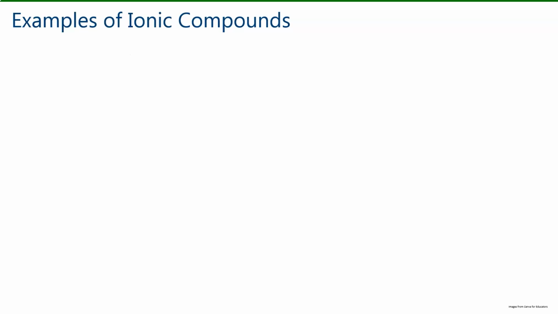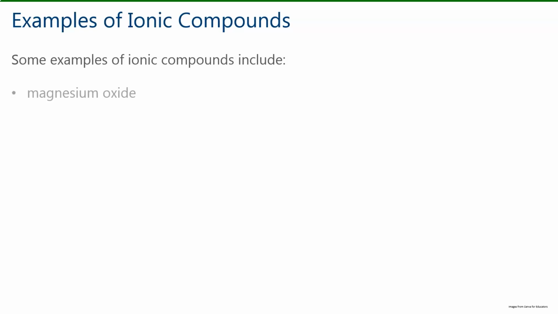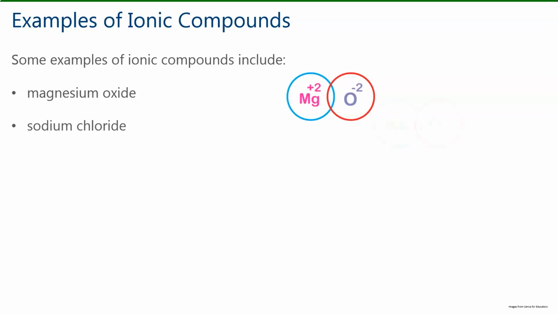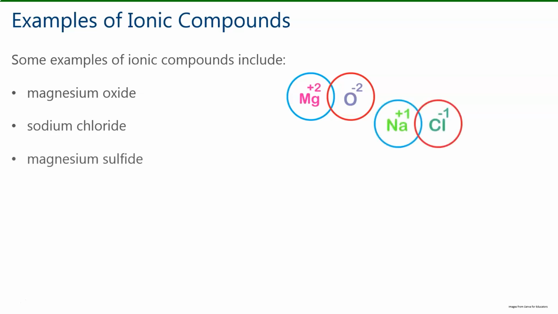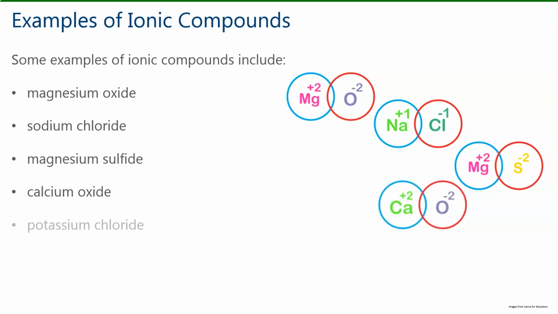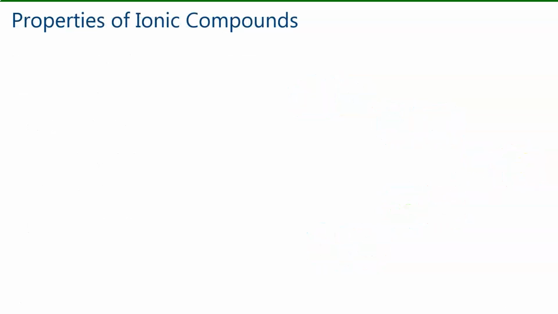Next, let's look at some examples of ionic compounds. Some examples of ionic compounds include magnesium oxide, MgO, sodium chloride, NaCl, magnesium sulfide, MgS, calcium oxide, CaO, and potassium chloride, KCl. In each of these compounds, the first element listed is a metal, and the second one is a nonmetal.